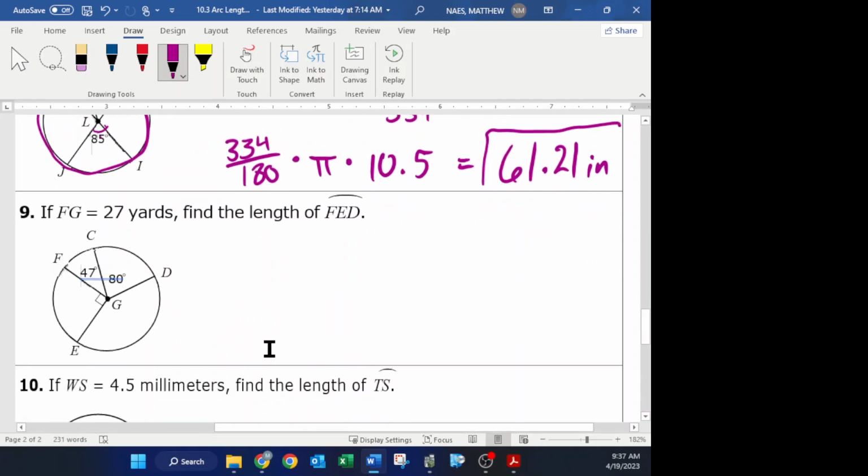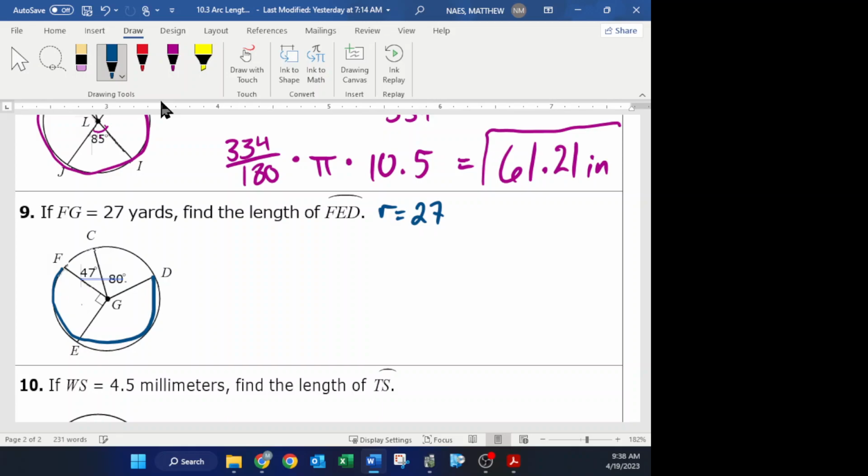All right, number 9. FG, that is the radius. So we're good. The radius is 27. Find the length of FED. Now that one's actually pretty simple. We didn't even need to know that this is 90 degrees, because FED is everything except for these two angles.